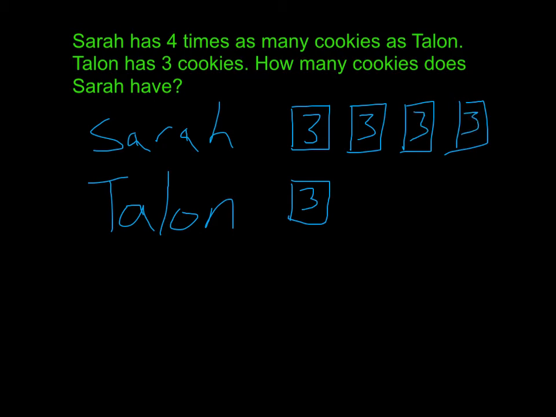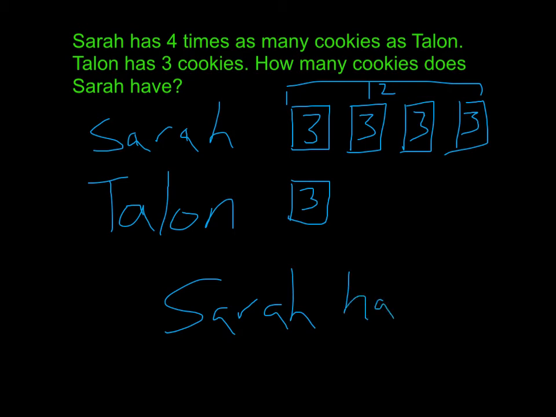So then we can add our boxes together or multiply them as we count. We have 3 plus 3 plus 3 plus 3, or 4 times 3, which is 12. So we know that from right here to here is 12. So we know that Sarah has 12 cookies.